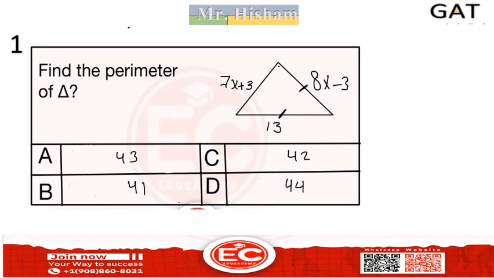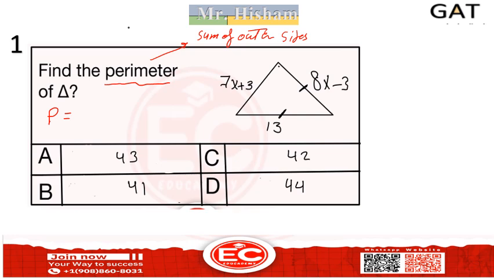Bismillahirrahmanirrahim. Regarding the question, find the perimeter, and the perimeter means the sum of the outer sides. So if I wanted to find the perimeter of this triangle, all I have to do is find the value of x first.